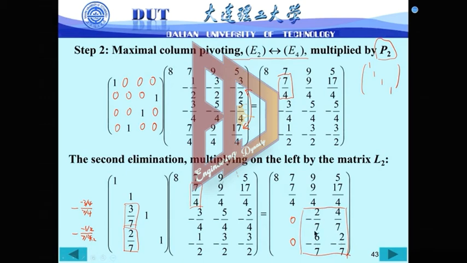Are you clear? Okay, so I also ask you to practice, to check, to verify these two elements. By check, you use L2 multiply this matrix to obtain this one. Are you clear? Okay, so this is step 2. Now let's continue. We need to consider step 3.